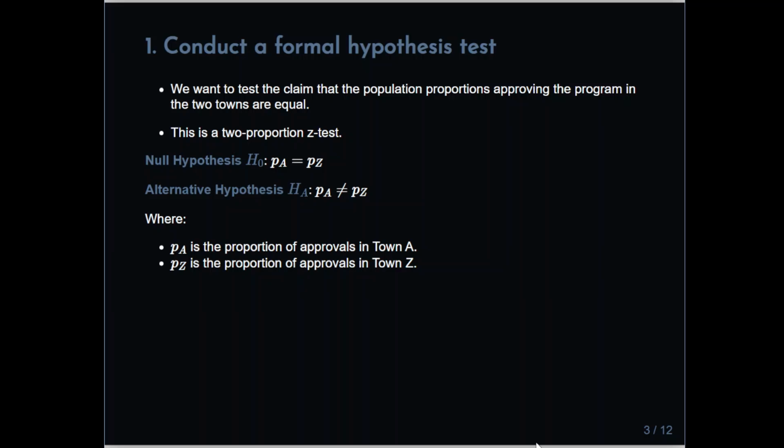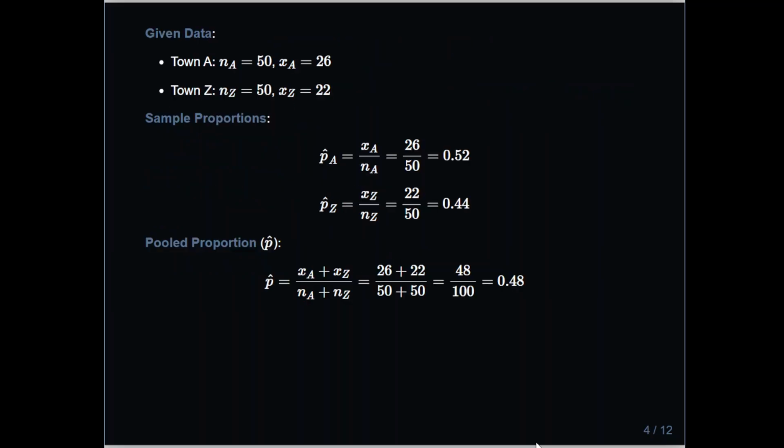But anyway, when you're conducting a hypothesis test, it's always important to write this out and just explain what the terms are to a reasonable extent. Now, town A, NA equals 50, and XA, the number of successes, in this case the number of approvals, is 26. Town Z, NZ is 50, same sample size, XZ is 22. So the sample proportions P hat A and P hat Z are 26 divided by 50, 0.52, and 22 divided by 50, 0.44.